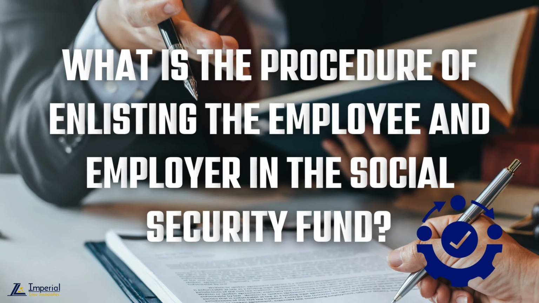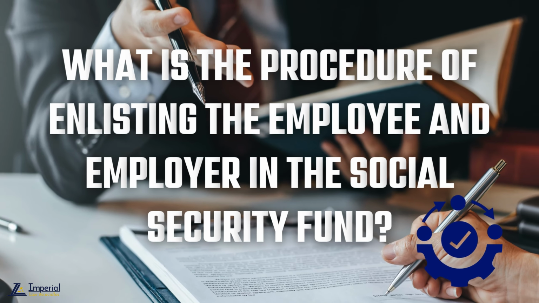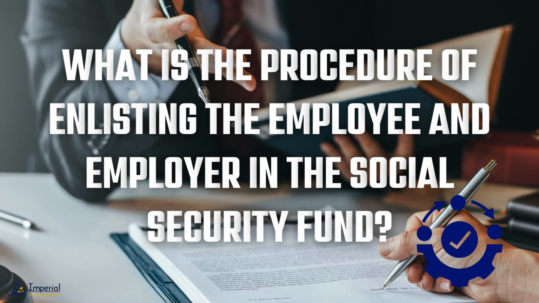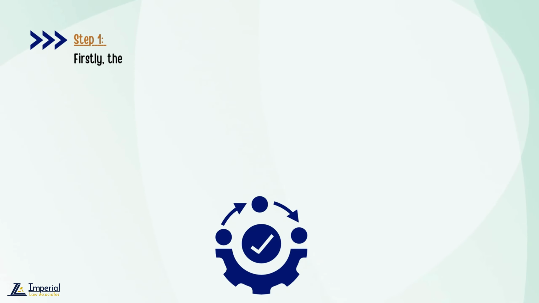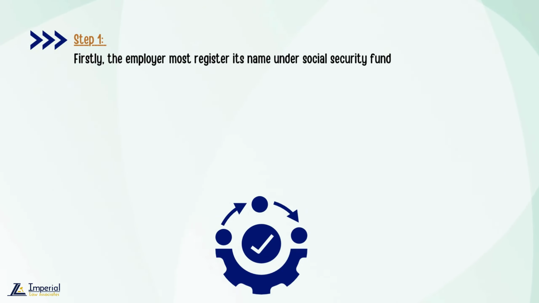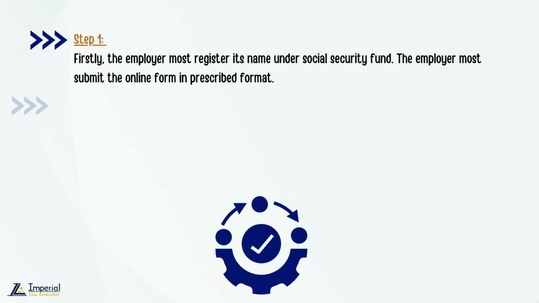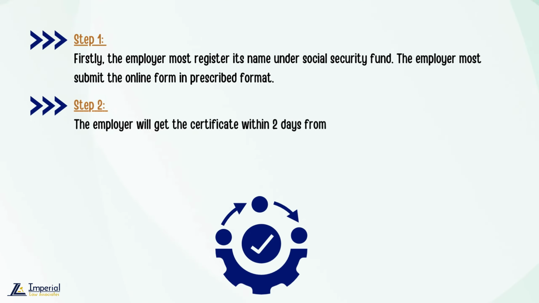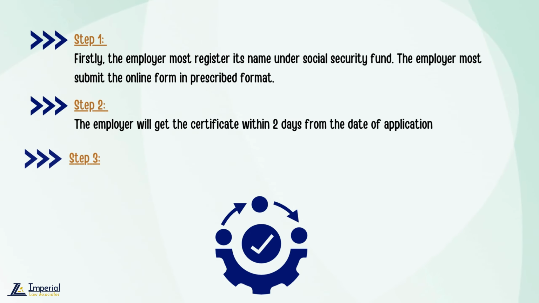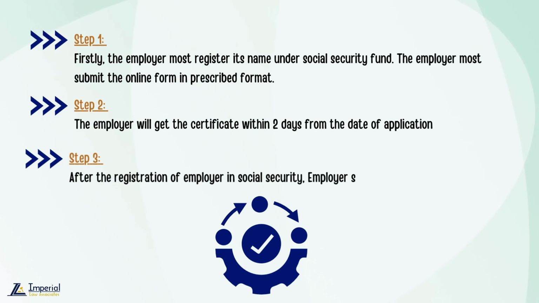What is the procedure of enlisting the employee and employer in the Social Security Fund? Step 1. Firstly, the employer must register its name under the Social Security Fund. The employer must submit the online form in the prescribed format. Step 2. The employer will get the certificate within 2 days from the date of application. Step 3. After the registration of the employer in Social Security, the employer should also register its existing employees.